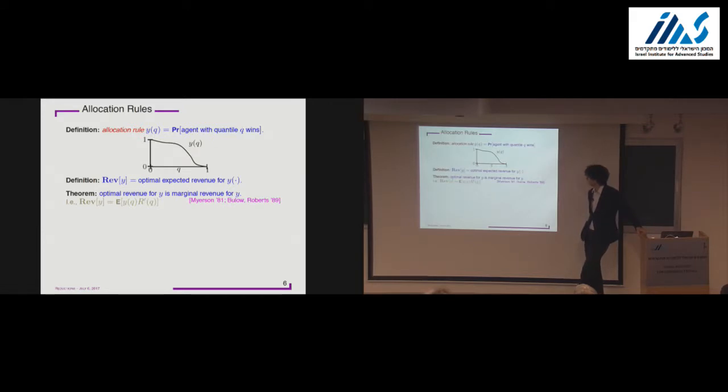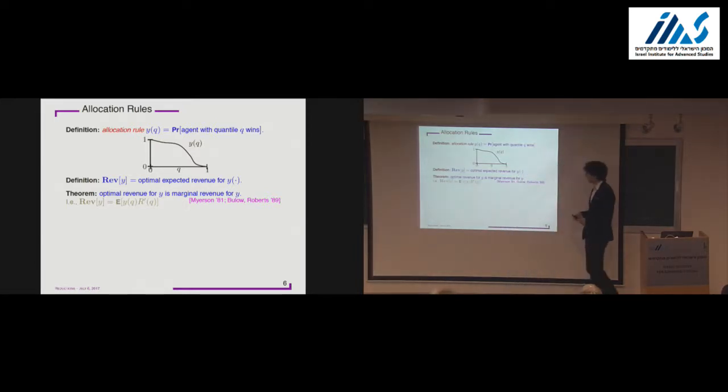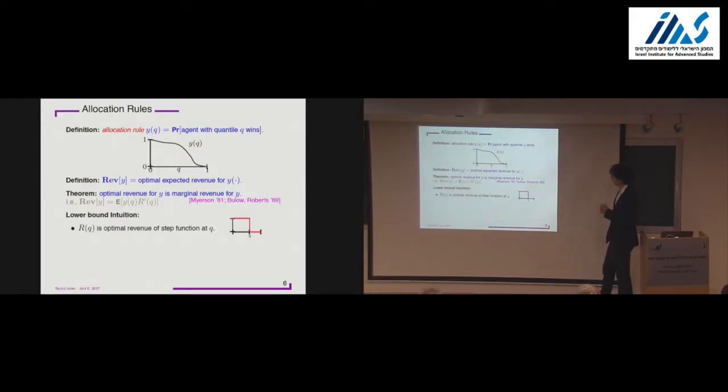Okay, and then the theorem that comes from the analysis of Myerson and Bulow and Roberts is that the revenue is equal to the surplus of marginal revenue. So I look at what the allocation rule does. I add up all the marginal revenues of the people served by the allocation rule in expectation, and that is equal to the revenue. Okay, so I want to give you some intuition for this.